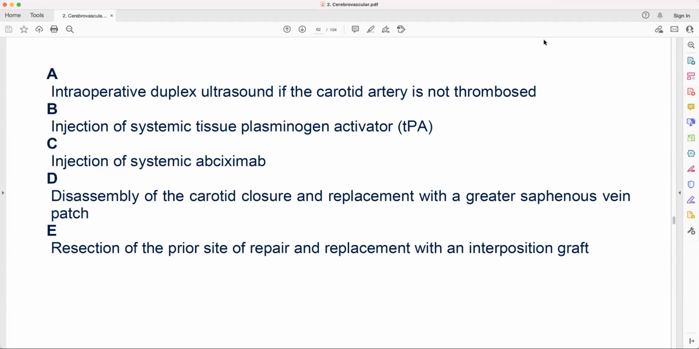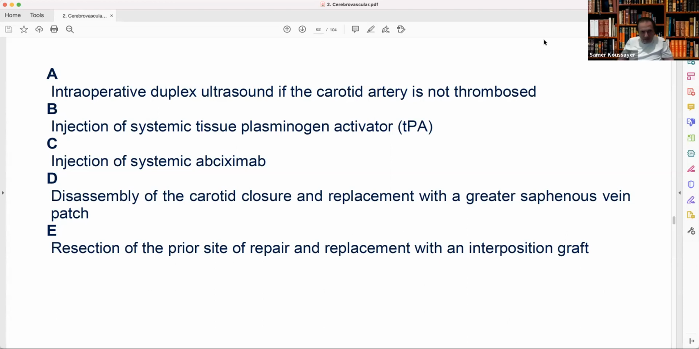Disassembly of the carotid closure and replacement of a greater saphenous vein patch. No, I don't think so. Doesn't make sense. Why do you need to take it out? It's not a problem with a patch or vein or whatever. So it's not the issue. The problem is not here. So that will not help.